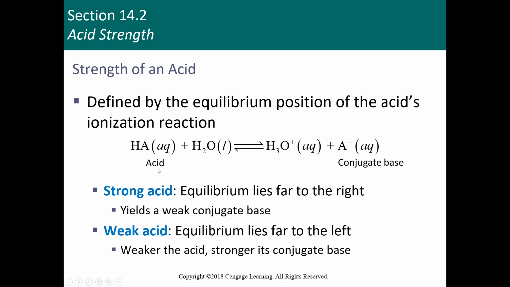So for a strong acid, the equilibrium will lie so far to the right that it almost goes to completion. And so you would expect a strong acid to almost completely dissociate. Typically, they're thought to completely dissociate, and we use those numbers for them completely dissociating. A weak acid is only going to partially dissociate.